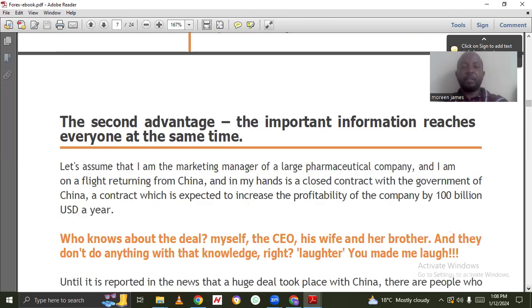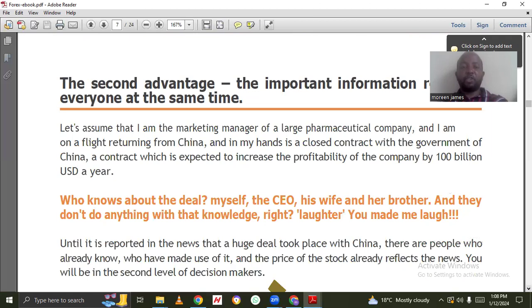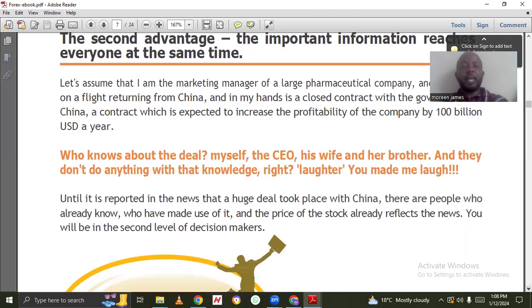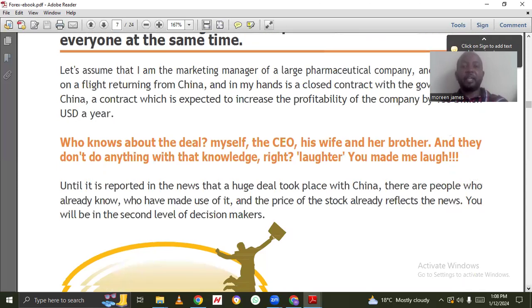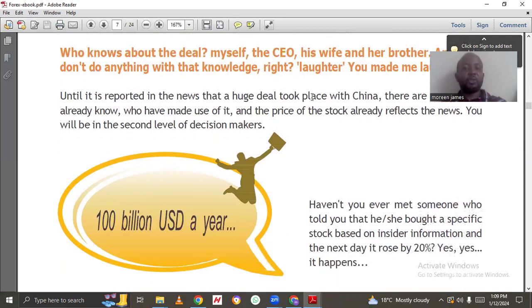And then the second advantage: the important information reaches everyone at the same time. Let's assume that I'm a marketing manager of a large pharmaceutical company, and I'm on a flight returning from China, and in my hands is a closed contract with the government of China, a contract which is expected to increase the profitability of the company by 100 billion USD a year. Who knows about the deal? It's only myself, the CEO, his wife, and probably our brother. And they don't know anything, and they don't do anything with that knowledge, right? Anyway, until it is reported in the news that a huge deal took place in China, there are people who already know, who have made use of it, and the price of the stock already reflects the news.